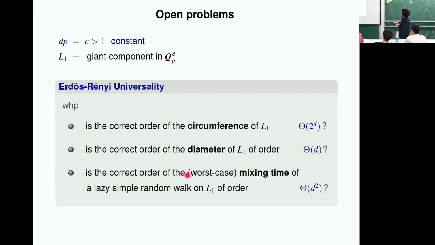Also, what is the correct order of the diameter, just linear in d? We had d to the 3. Mixing time I don't talk about. Yeah. So, thank you very much for your attention.